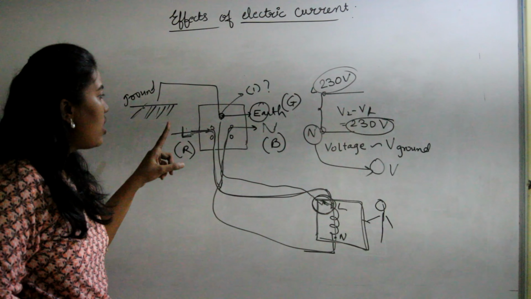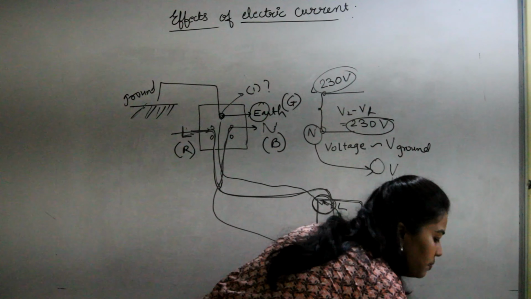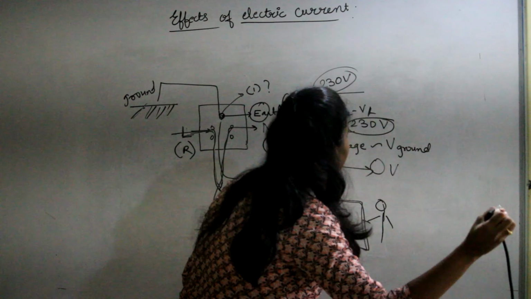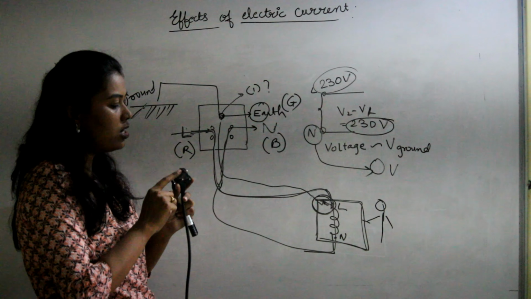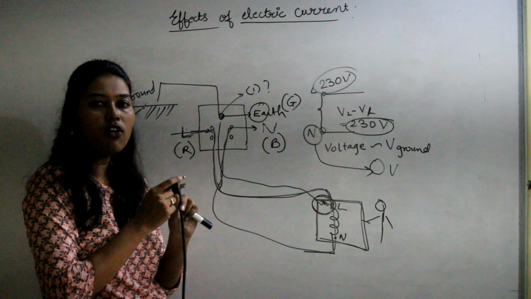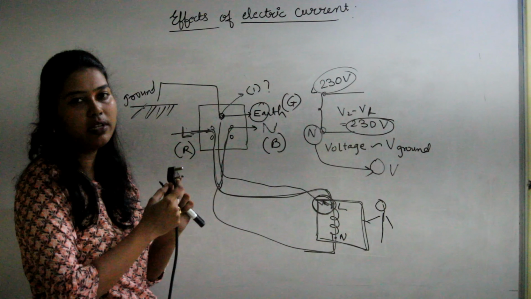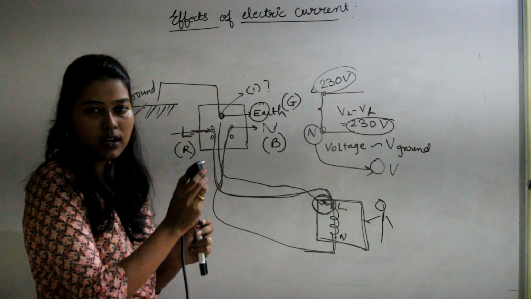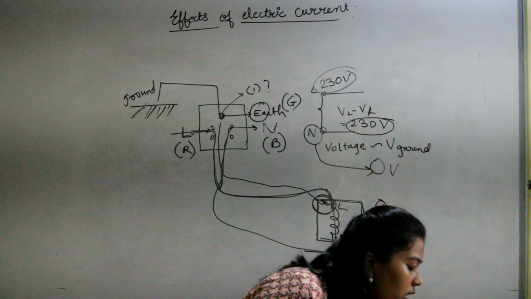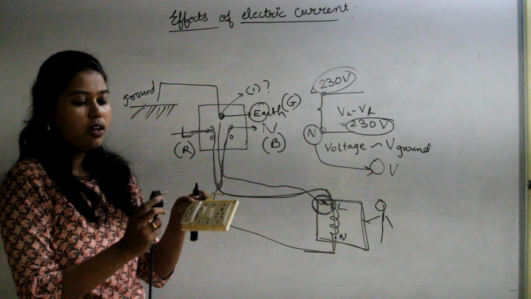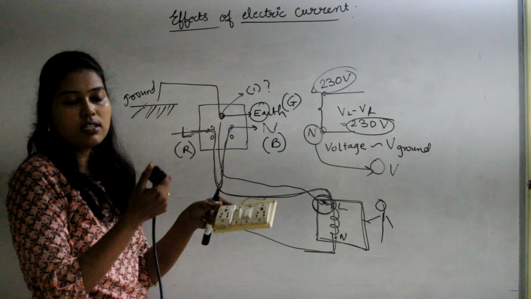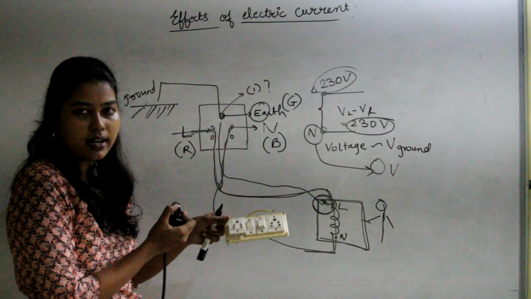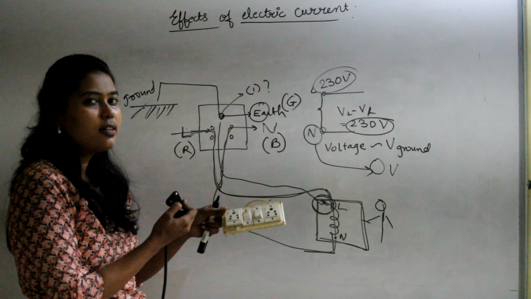And I have also told you one thing, that this earth pin has a longer length as compared to the other two pins. Why is it so? Whenever you put this plug into the socket, which pin will get inserted first? This earth pin will get inserted first, right? And these two pins will get inserted later.